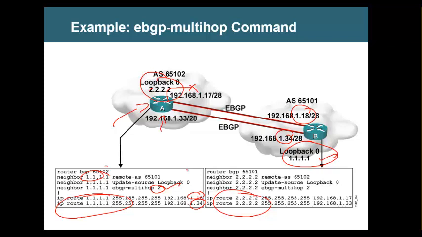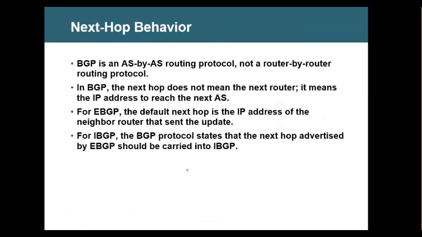Secondly, we have to source it with the right interface IP address. So we use the update-source command. Thirdly, we have to increase the TTL value so that the default constraint can be overridden. So these things we have seen.